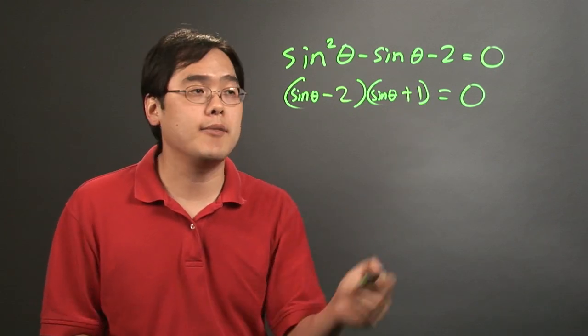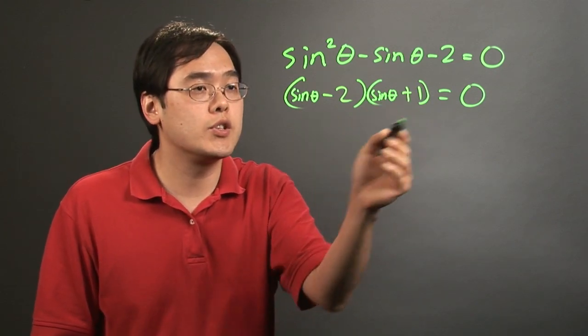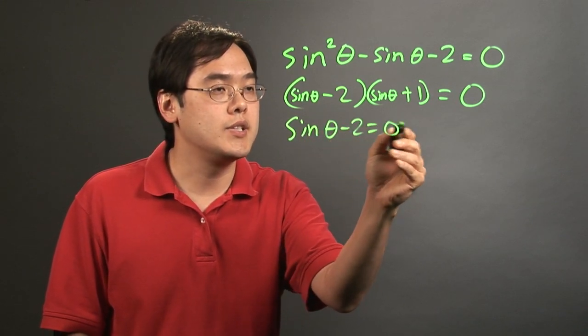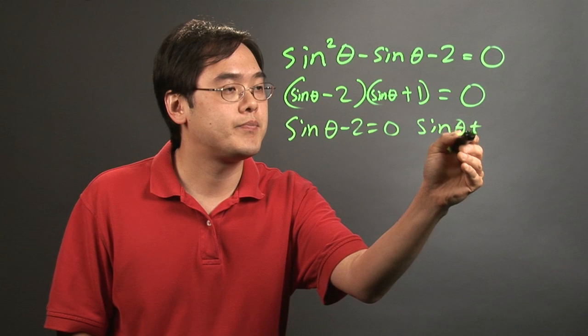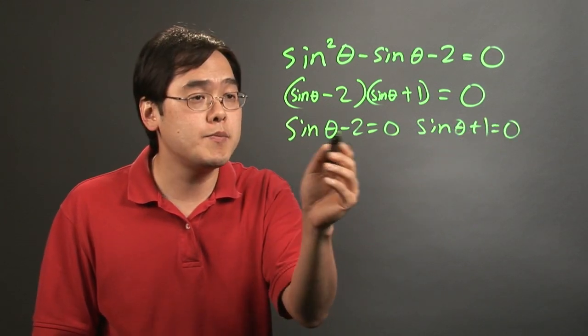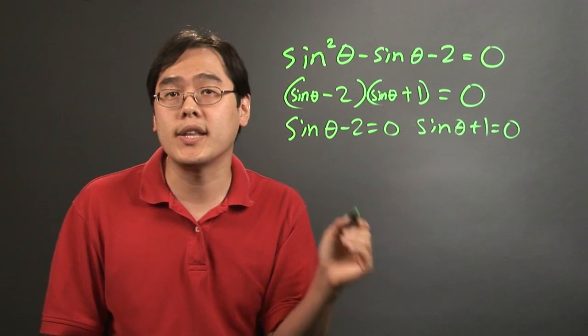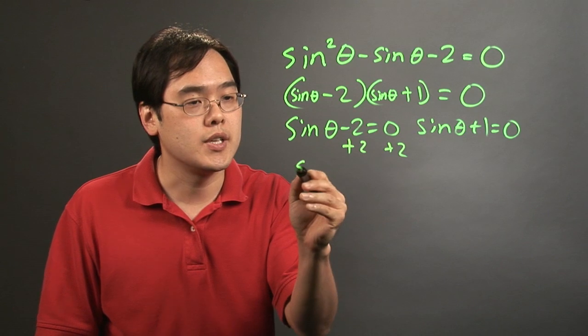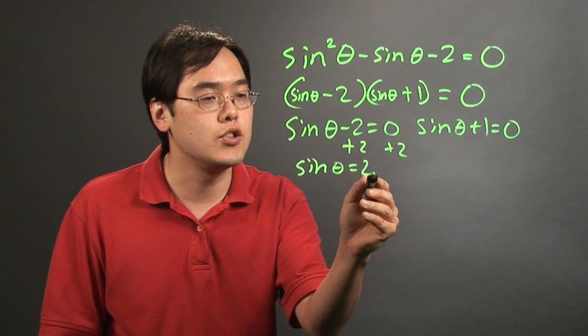And once you have that, since both of them are set equal to 0, you can take each equation and set it equal to 0, and then try to solve for theta if possible. Now in this particular case, in both equations, you want to get the sine theta on its own. So in this case, you want to add 2 to both sides. So you have sine theta is equal to 2.